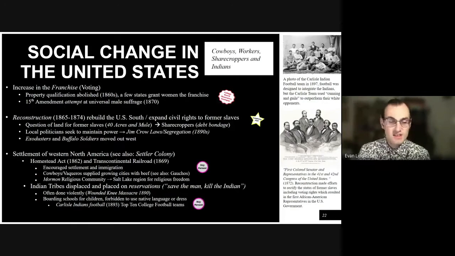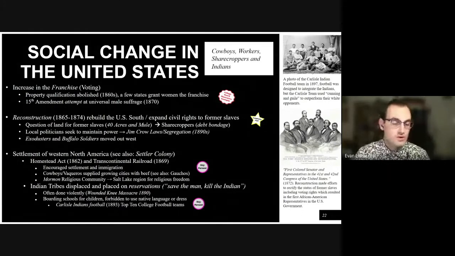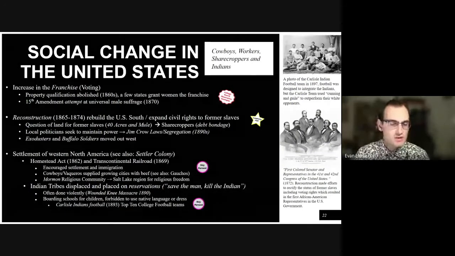These were known as the exodusters, named after the Exodus because they wanted to move out west to escape the situation. Some of them even signed up to be soldiers in the U.S. Army, where they were commonly known as Buffalo Soldiers and served in segregated units. You might know that phrase as Buffalo Soldier. Bob Marley made a very famous song about it.